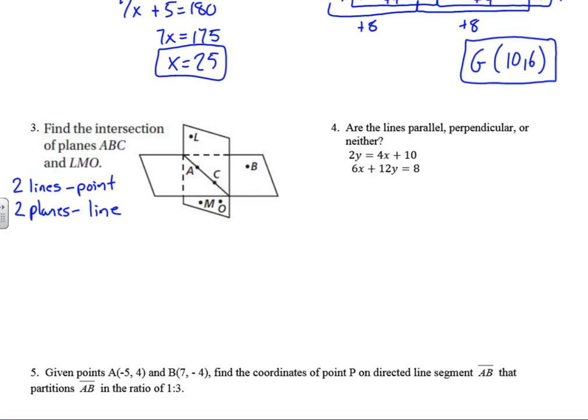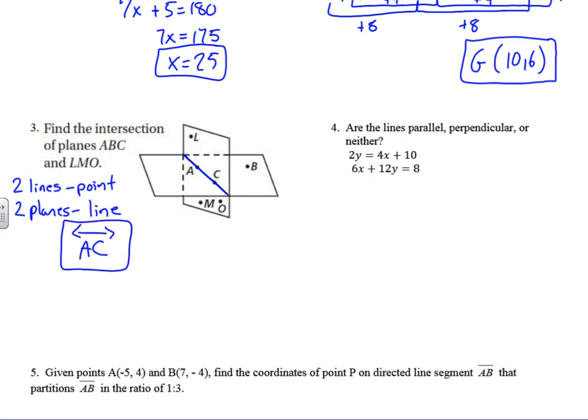Or the example we've talked about this year is the ceiling and the wall. Where do they meet to form a line? But you want to think two planes, this is going to be a line, okay? So that should be this line right here, AC, and because we know it's a line, we're going to put the arrows on the top.